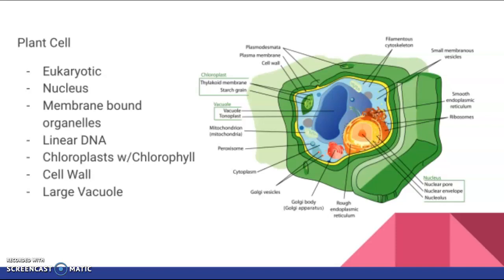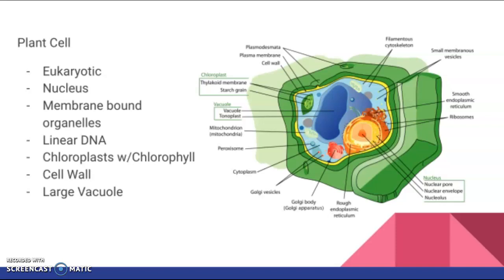They have chloroplasts that have chlorophyll. Chloroplasts are green. It's what gives the plant its green color. Chloroplasts contain chlorophyll, which allows the plant to absorb energy from the sun. The chlorophyll and the chloroplasts are what allow the plant to make its own food.